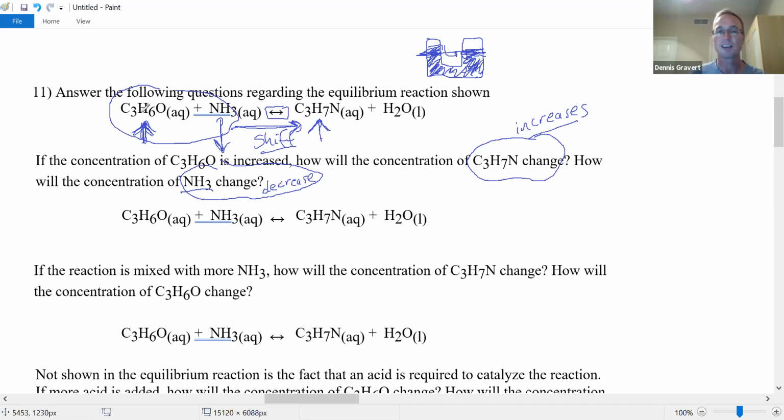If we added more of this, Mother Nature says, okay, let's shift to the right to get rid of the extra, and I'll sacrifice a little NH3 to get rid of the extras you just added. And as these reactants change into products, the concentration of NH3 decreases.